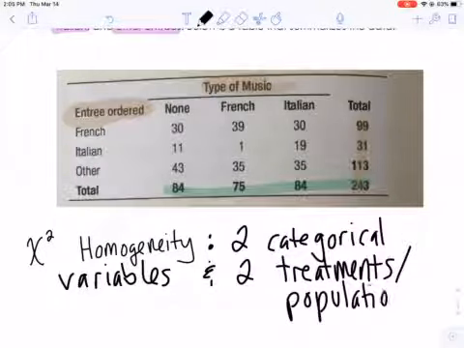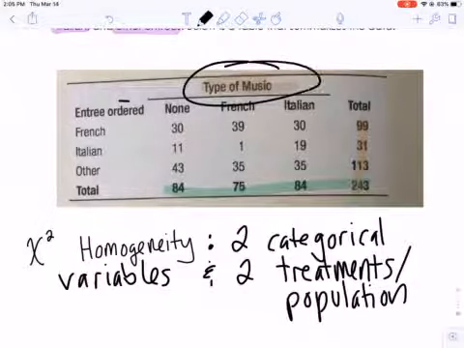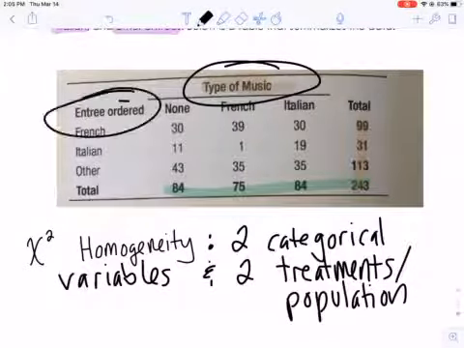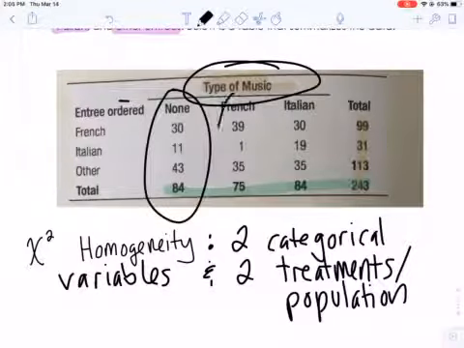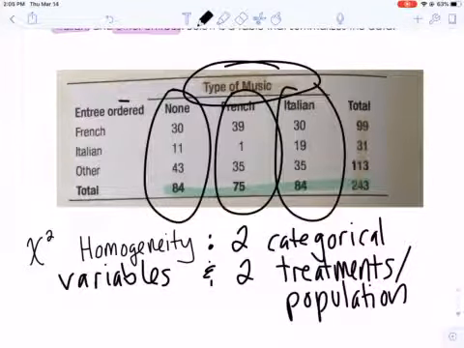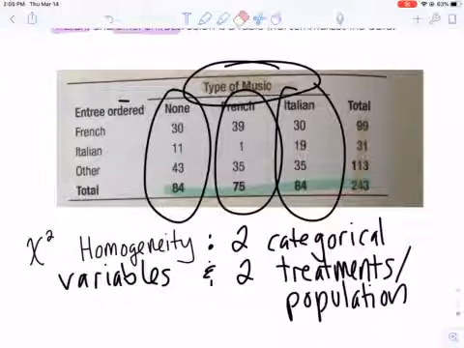In this case, the 2 treatments received were that people were given the type of music, and then they ordered an entree. So those are the 2 different populations. Type of music and entree. We have 3 populations here, actually, excuse me. All the people who were exposed to no music, French music, and Italian music. And then they all had different results. But our 3 populations are the 3 treatments imposed, the type of music. And then based on that, they ordered stuff.